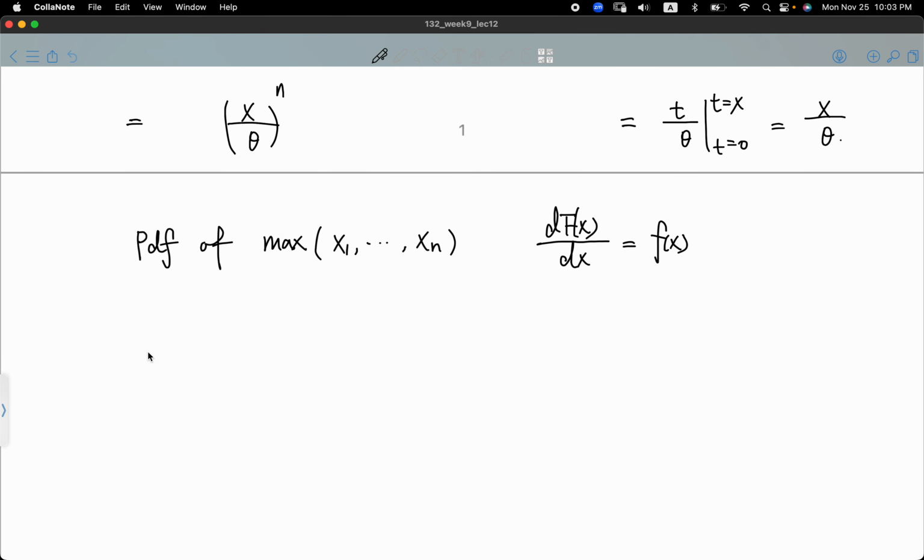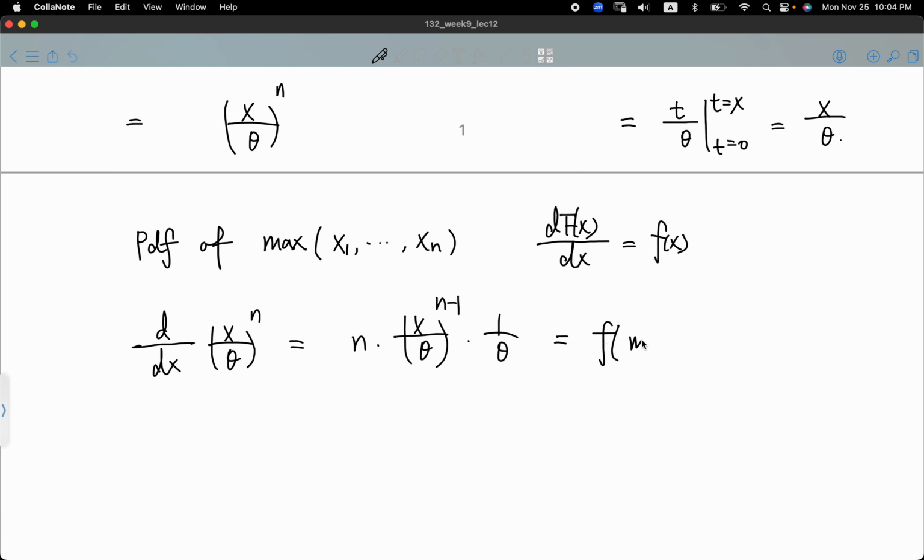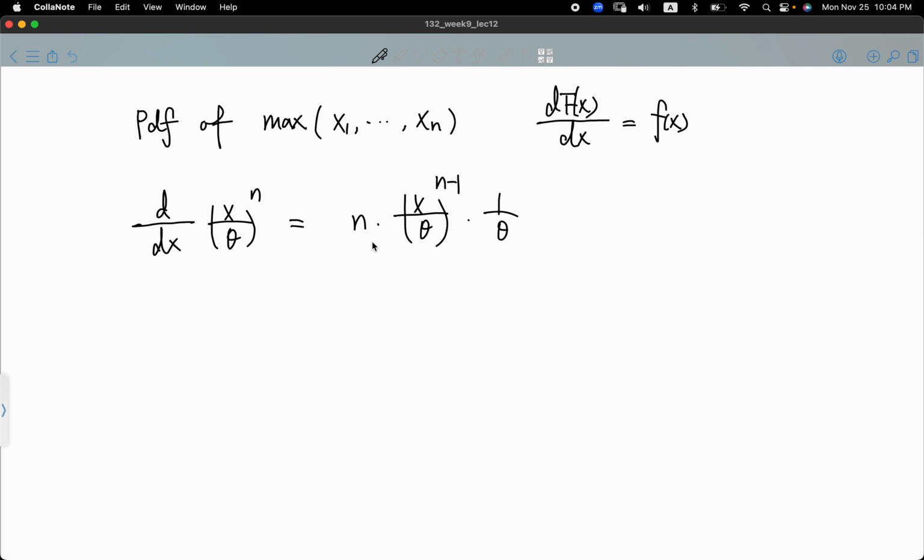Okay, so the derivative of x over theta to the power of n is equal to n multiplied by x over theta raised to the power of n minus 1, and then by the chain rule, you will have 1 over theta. So this is the probability density function for this max of x1 to xn. Okay. So now we have the CDF and also the PDF. Now we can talk about the expected value and the variance for our estimator.